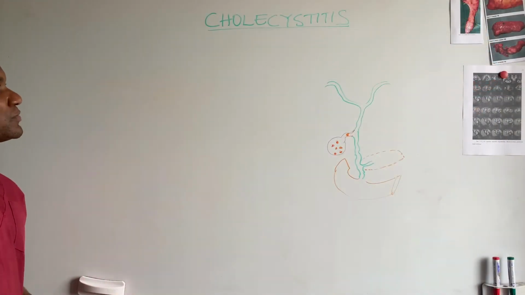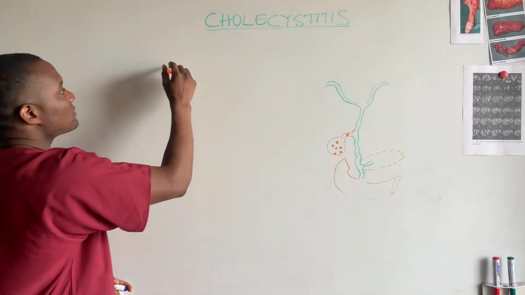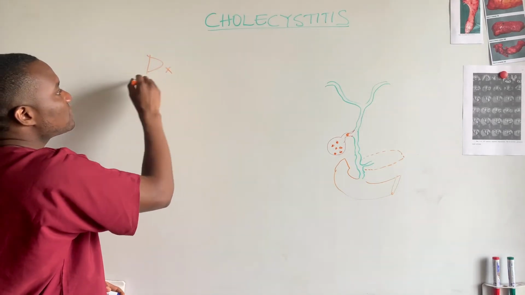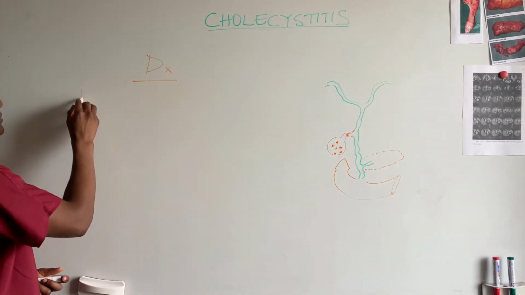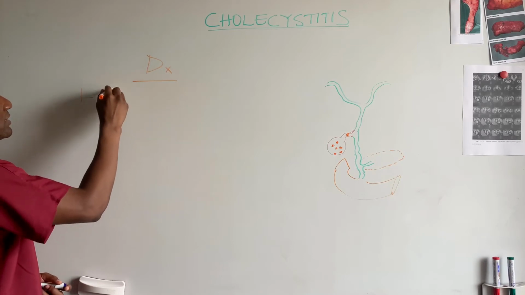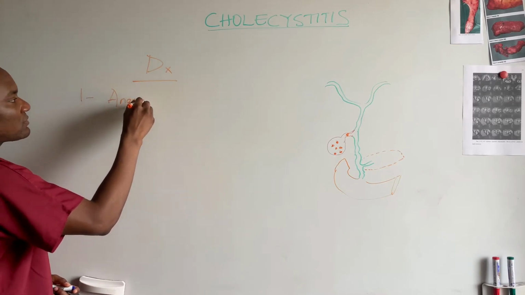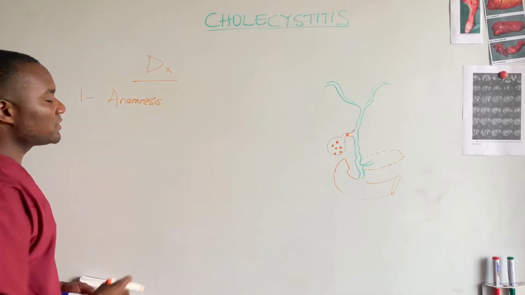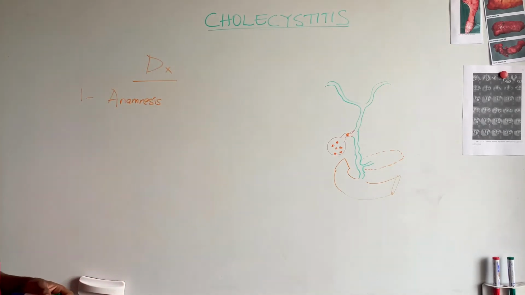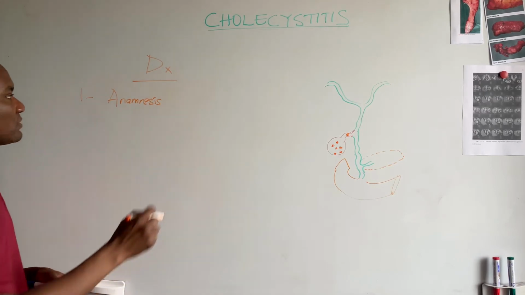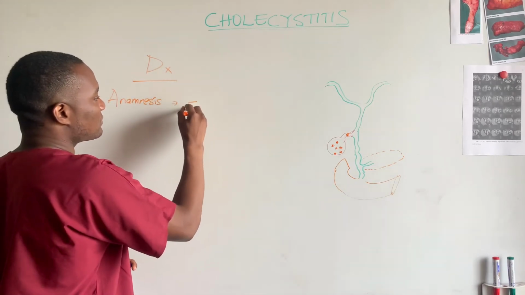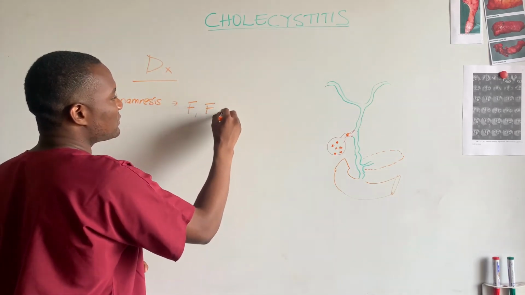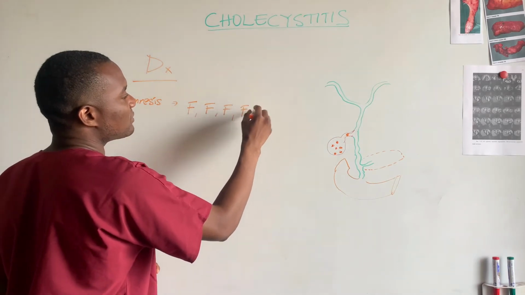Now we will talk about how to diagnose cholecystitis. So, diagnosis of cholecystitis. Our first approach will be to have a good anamnesis. This will help us to authenticate our diagnosis and also rule out other pathologies. You have to pay close attention to these 5 F's whenever taking anamnesis from a patient suspected of cholecystitis.